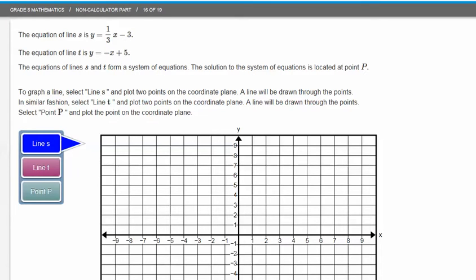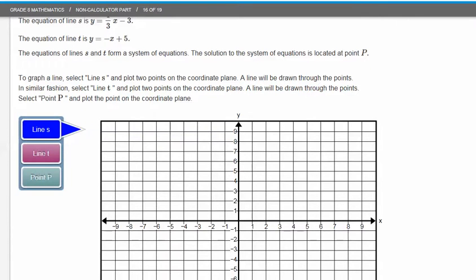Line S has a y-intercept of -3. Why do I know that? Because -3 is right here. That is my y-intercept, so I'm going to put a blue dot, because line S is blue. I need another point, and I have a slope of 1/3, so that means a rise of 1 and a run of 3. Let's go up 1, over 3, and put another blue dot. And when I put another blue dot, I magically get a line. It's a nice blue line, isn't it?